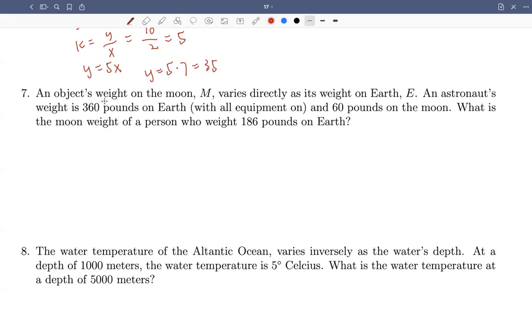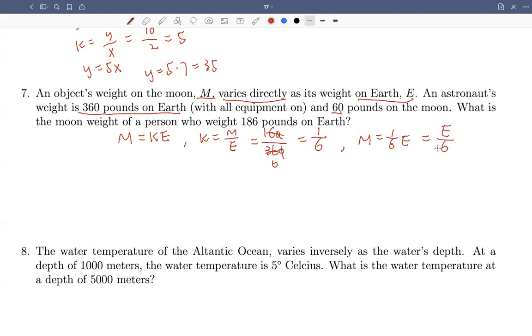Let's see 7. The object's weight on moon, use variable m, varies directly as its weight on Earth. We call E. So right away, we write the formula. So m equals k times E, because it varies directly, means a direct variation. Or we can write k equals m divided by E. An astronaut's weight is 360 pounds on Earth, right? That means astronaut on Earth, 360 pounds, corresponds to 60 pounds on the moon. Simplify this, divided by 10, divided by 10. Then 6 goes into 36 6 times, so 1/6. So k equals 1/6. That means we have m equals 1/6 E. Or just write as m equals E divided by 6.